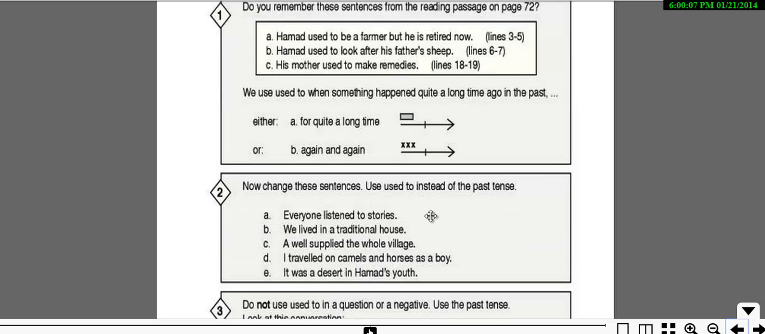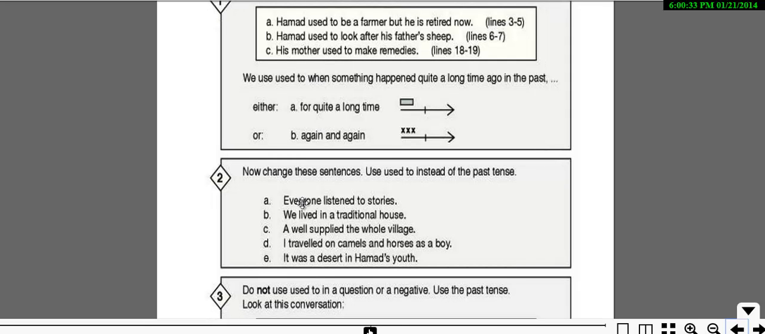It is about using used to here, and there is a verb coming after used to. That's the same verb. So instead of saying his mother makes remedies or made remedies in the past, if she made them a lot of times or for some long duration, you can say his mother used to make remedies. That is the correct way to form your sentence. Now change these sentences and use used to instead of the past tense.